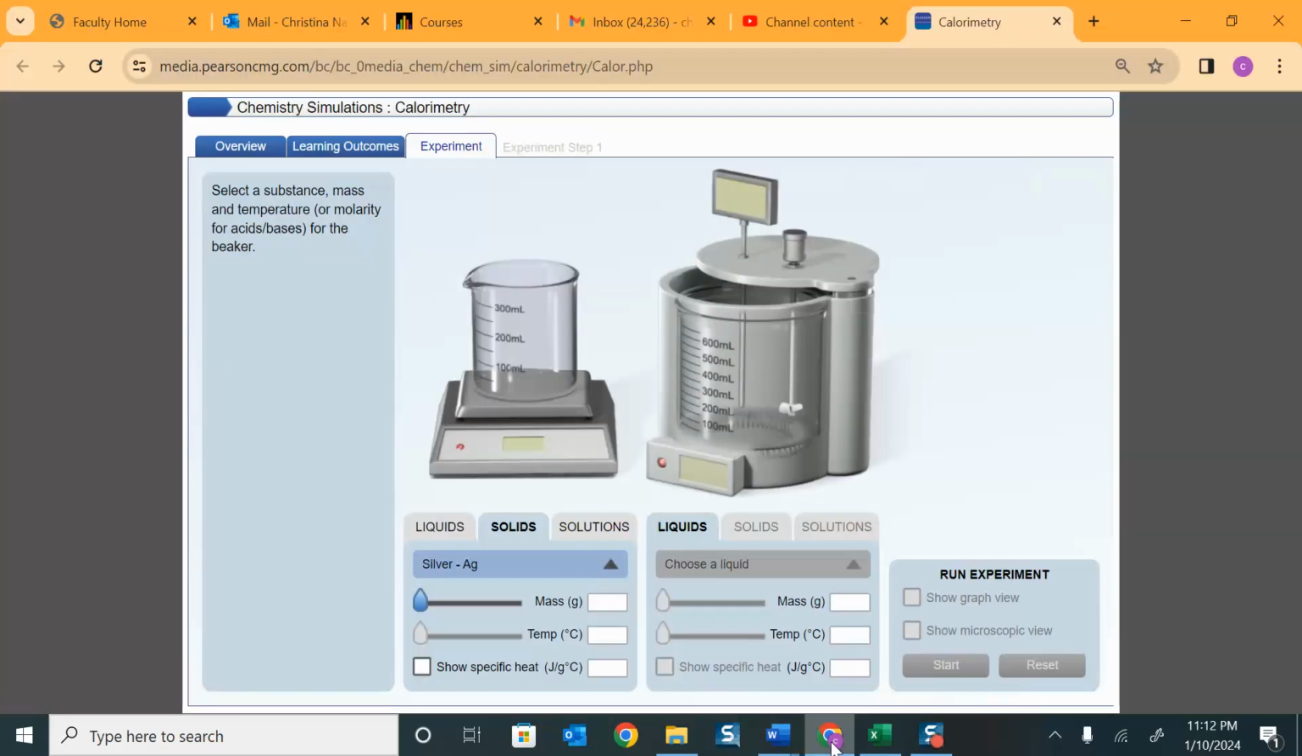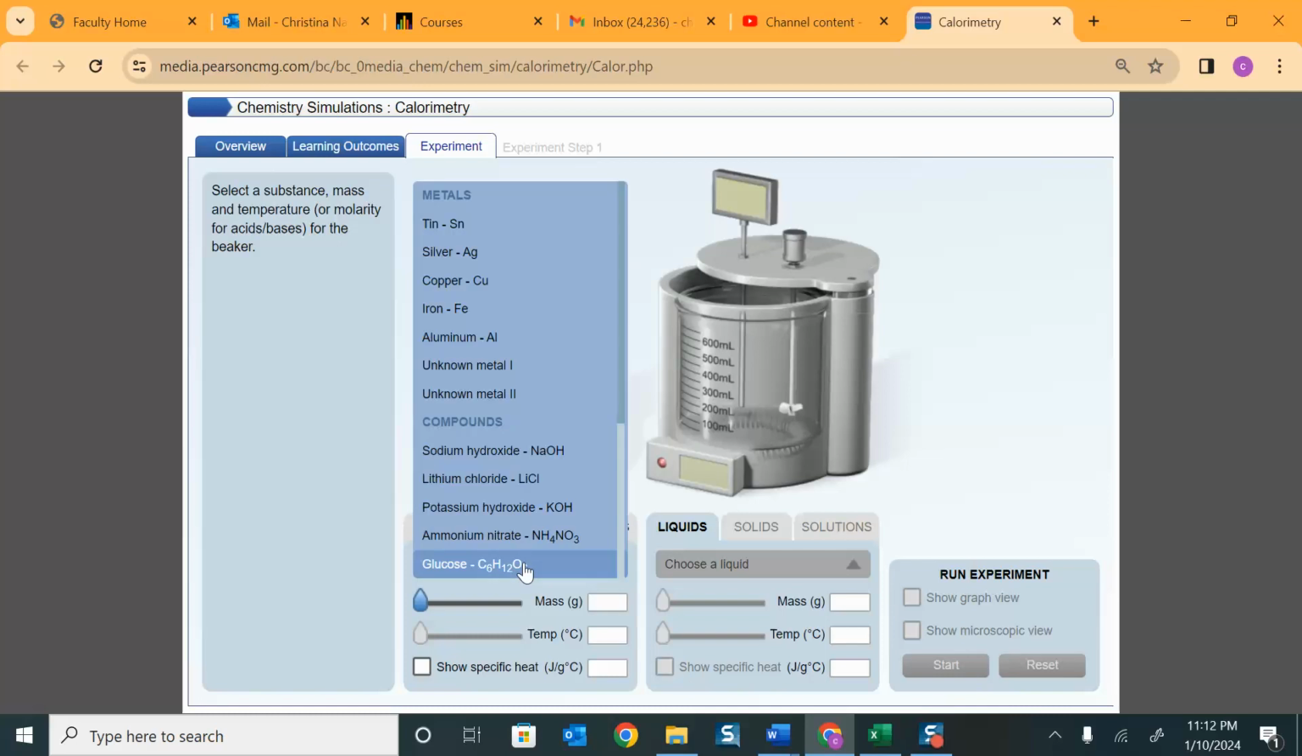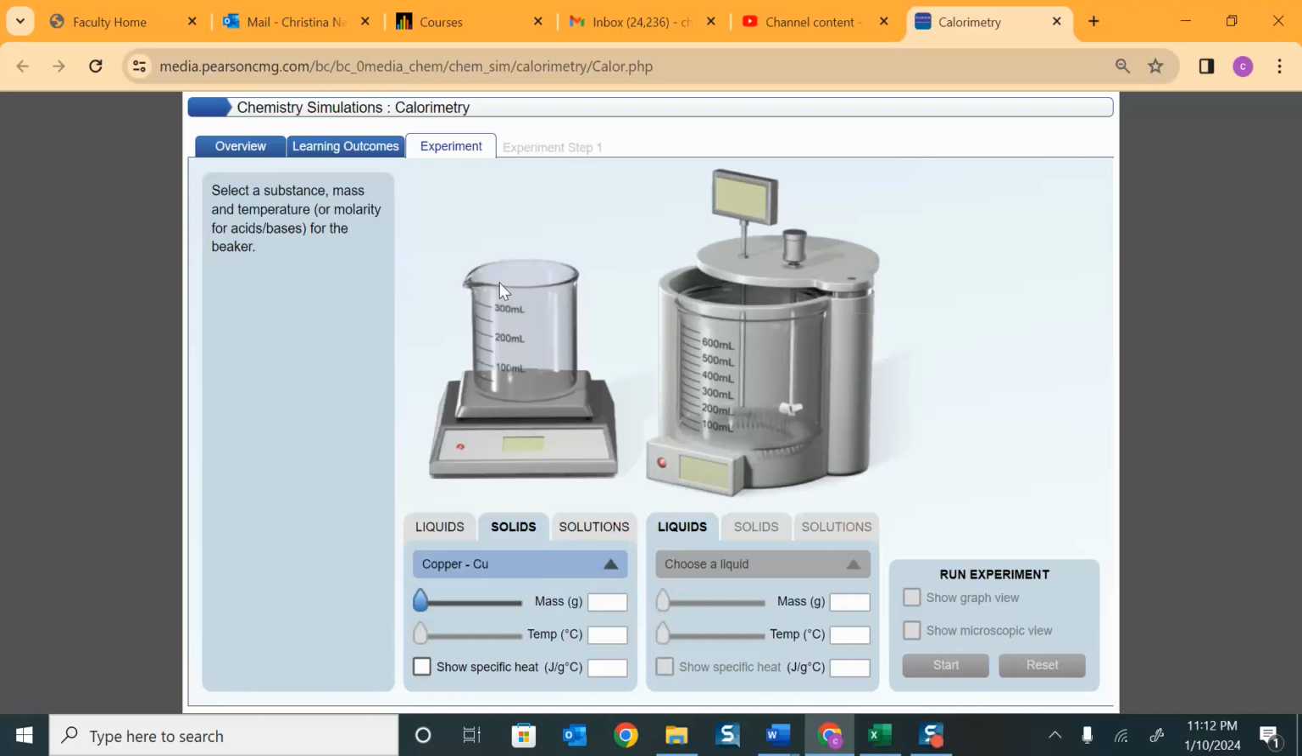So in this simulation, what we're going to do is just the same thing that we would do if we were in lab. You would take a solid, let's try copper. Since I'm asking you to do iron and aluminum in the lab, we'll do copper. We'll walk through that example here. And we'll drag this little tab over until it says about 10 grams. Good. And initial temperature like 200.